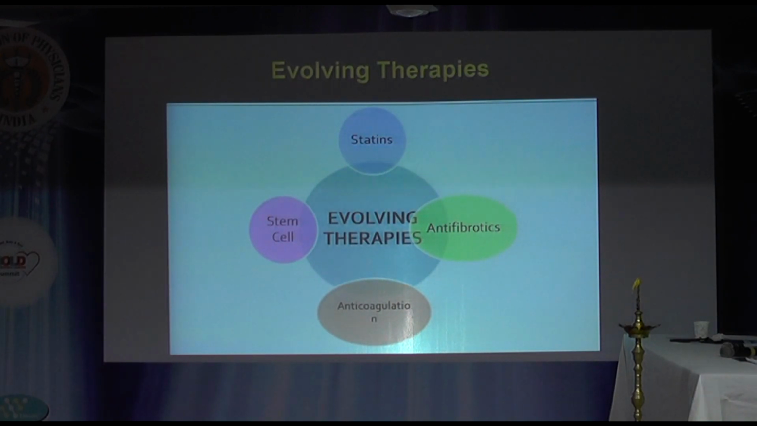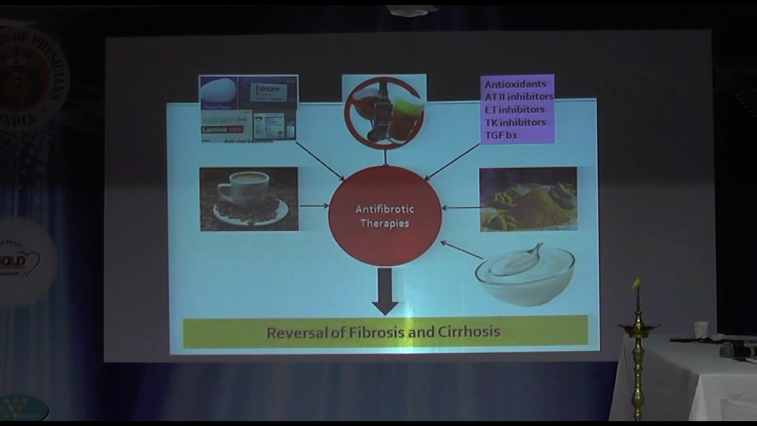Just a word about the evolving therapies, statins, stem cells, antifibrotics, etc. And I would just like to point out three things over here. Simple measures which can cause a reversal of fibrosis, or at least partial reversal of fibrosis. One is turmeric. The active ingredient is called curcumin, and it has been shown that curcumin can regress fibrosis in patients with fatty liver disease.